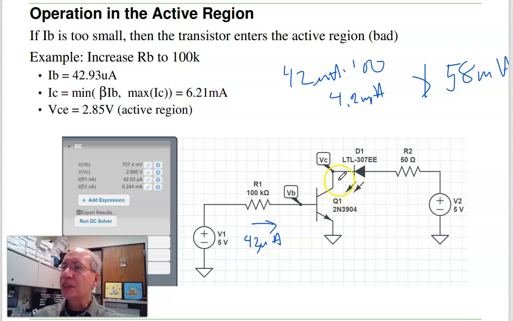I can tell that I'm not saturated by measuring BC. If I measure BC right here, this is 2.8 volts. That tells me I'm not saturated. That should be close to 0, but not quite. That's not close to 0. I'm not saturated.